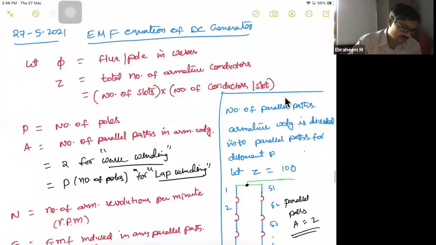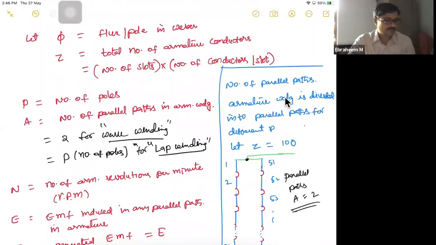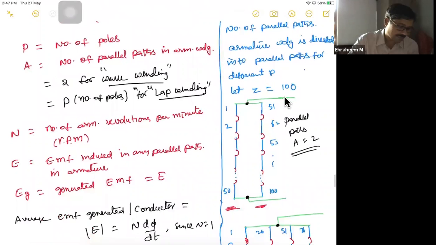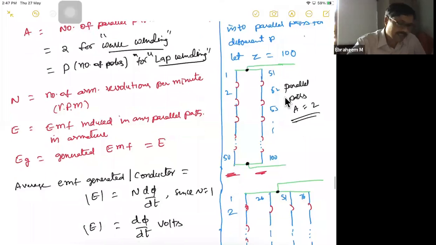Next, the number of poles of the generator is P, and the number of parallel paths in the armature winding is denoted by capital A. It is 2 for wave winding, and equal to the number of poles for lap winding. The number of armature revolutions per minute, RPM, is capital N. And capital E is the EMF generated per parallel path, and it is also equal to the generated EMF of the generator.